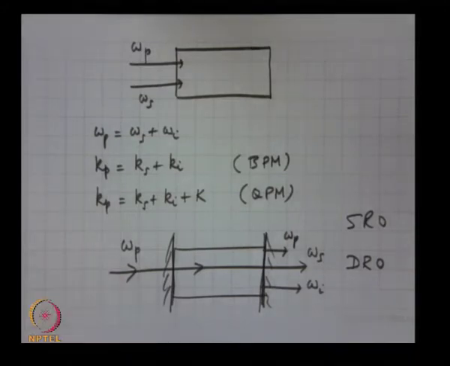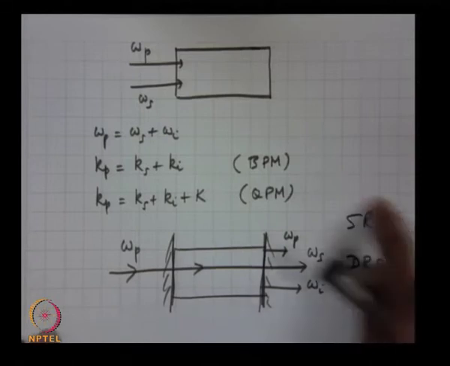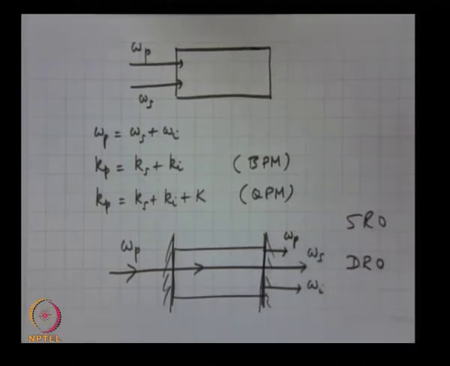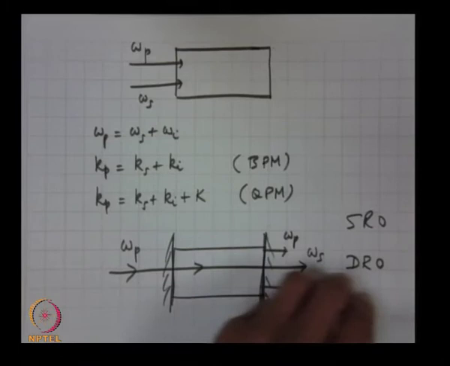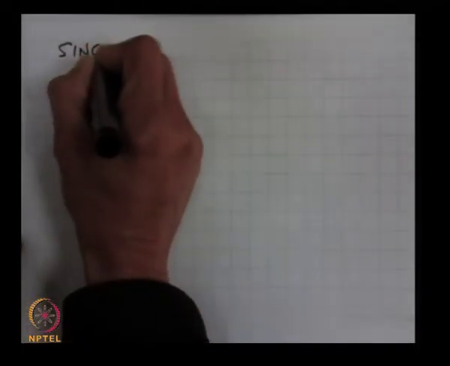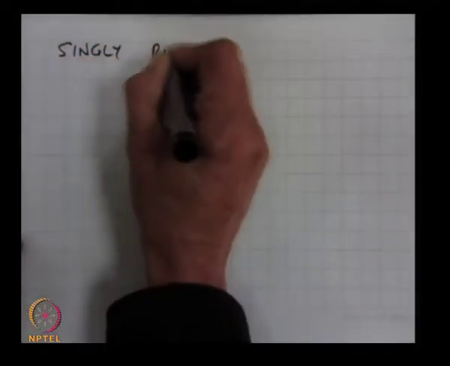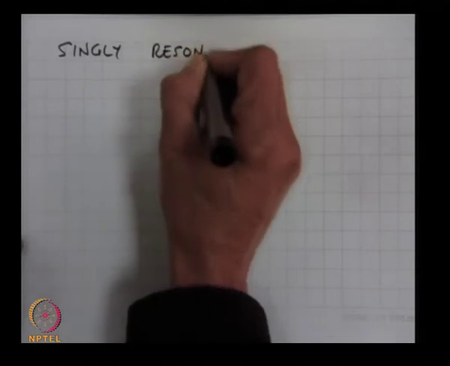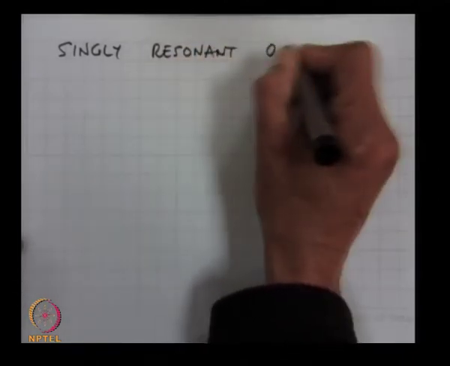So first what we will do is look at a singly resonant oscillator, discuss a singly resonant oscillator, and then look at a DRO. So singly resonant oscillator.